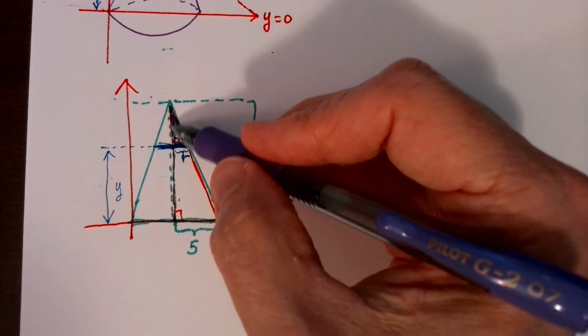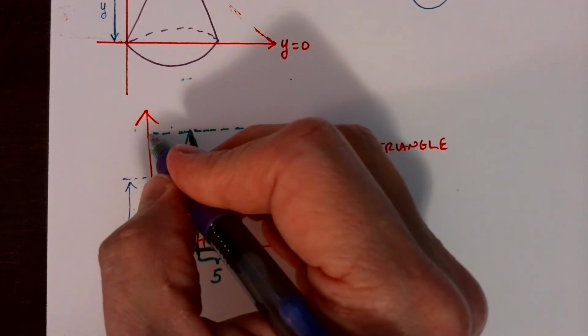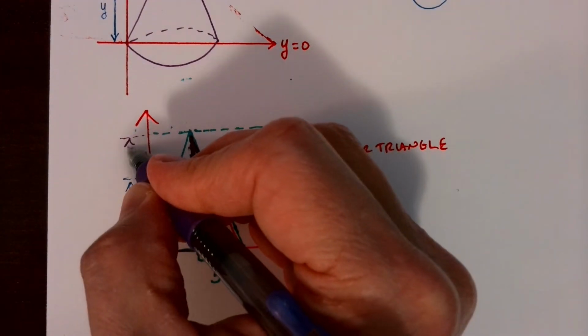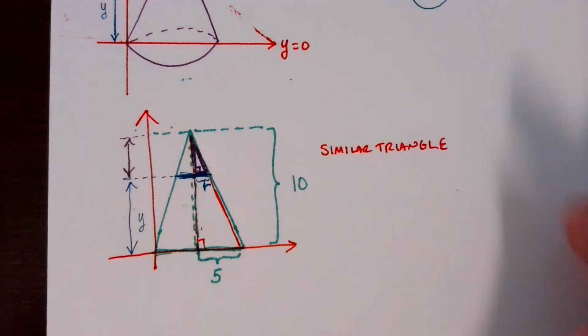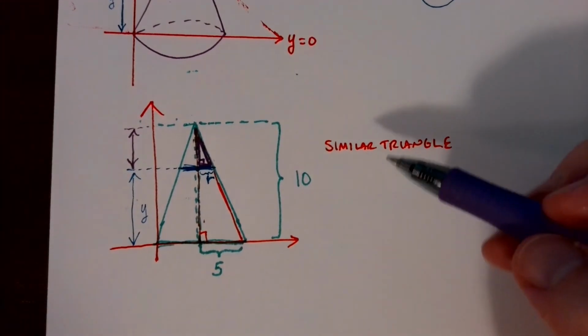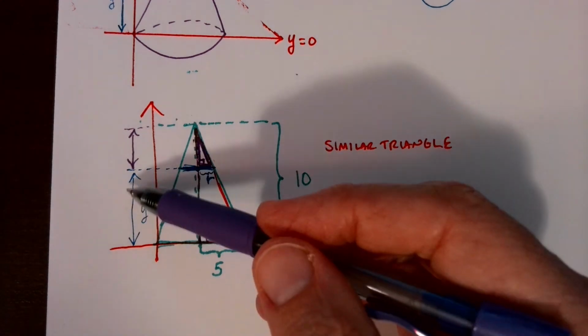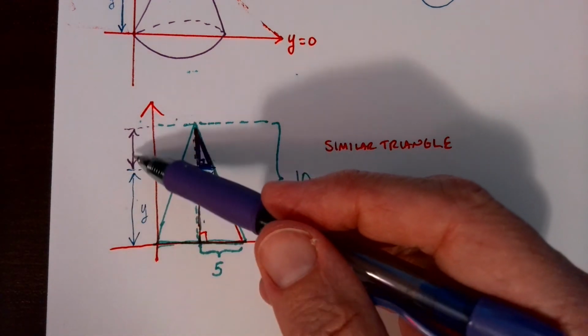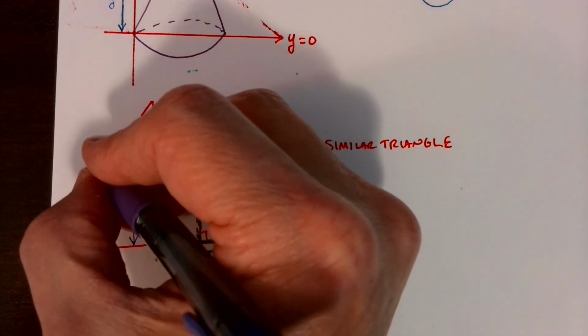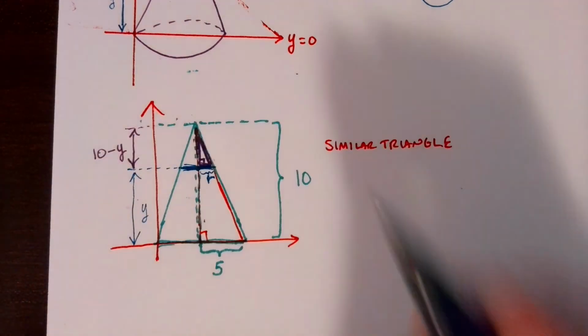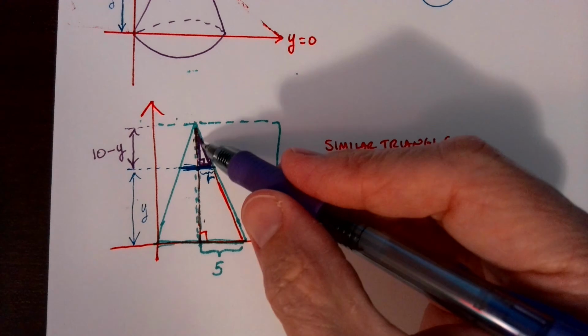The question is, what is this length, from here to here? Well, can you figure that out from the diagram? What will this length be? This is 10. This is Y. So what do we have left over? 10 minus Y. That's what this length is.